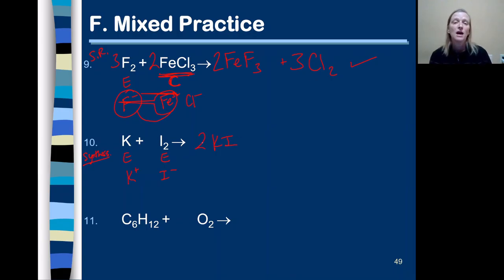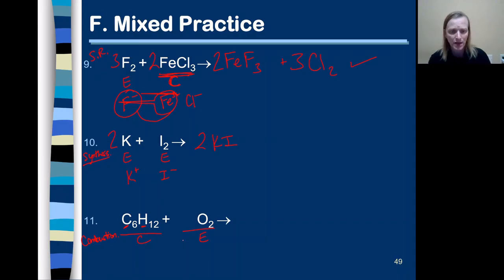In order to balance this, to get 2 iodines on the right-hand side, I need a 2 coefficient in front of potassium iodide, and I also need a 2 coefficient in front of the potassium. Example 11. Here I have C6H12, which is a compound, and O2, which is an element. If I've got a compound plus an element, I might be thinking about a single replacement reaction. However, this is combustion because my compound is a hydrocarbon with hydrogens and carbons, and my element is oxygen.